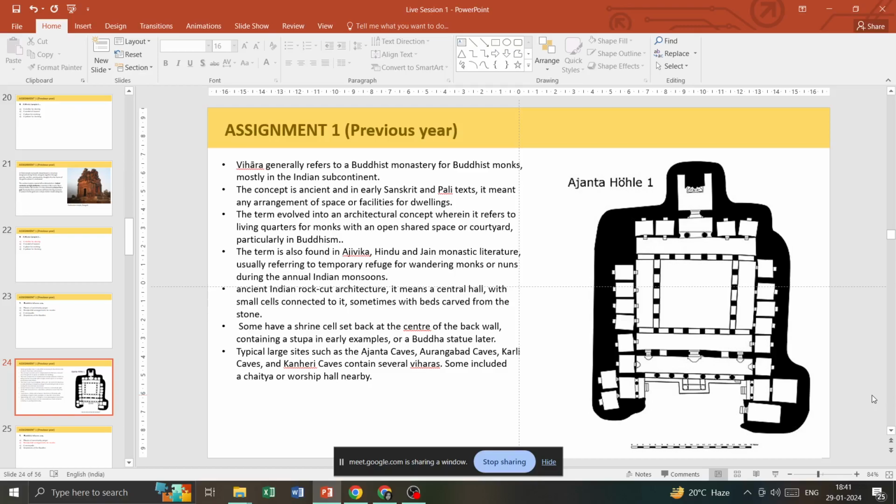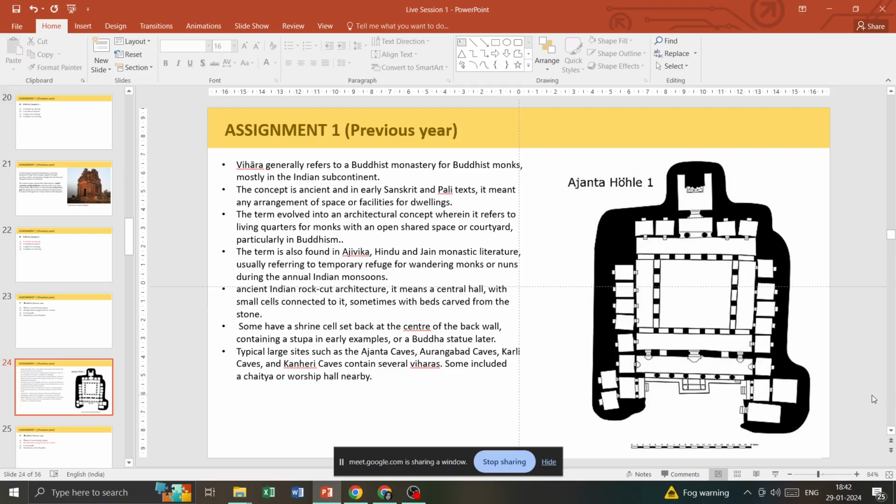The term is also found in Ajivika, Hindu and Jain monastic literature, usually referring to temporary refuge for wandering monks or nuns during the annual Indian monsoons. However, this term has become prominent in Buddhist architecture now, where the residential place of Buddhist monks, the Buddhist monastery where the monks live, is called a vihara.